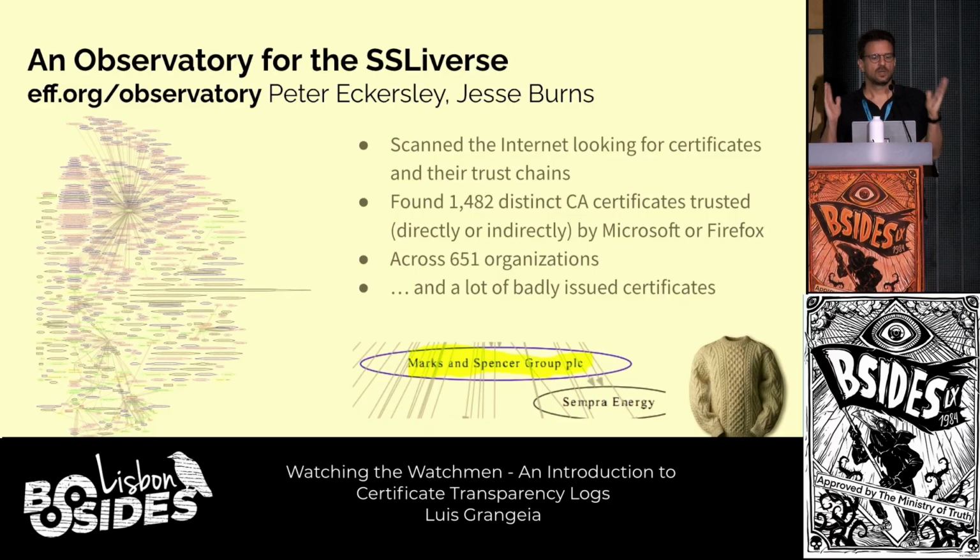It turns out that by that time, around 1,500 distinct CA certificates were actually issuing certificates on the internet, and those were trusted in one way or another by Microsoft or by the Firefox browser, etc. That would amount to a little less organizations, 651, one of which was Marks and Spencer, the guys that make sweaters. I think they're still around.